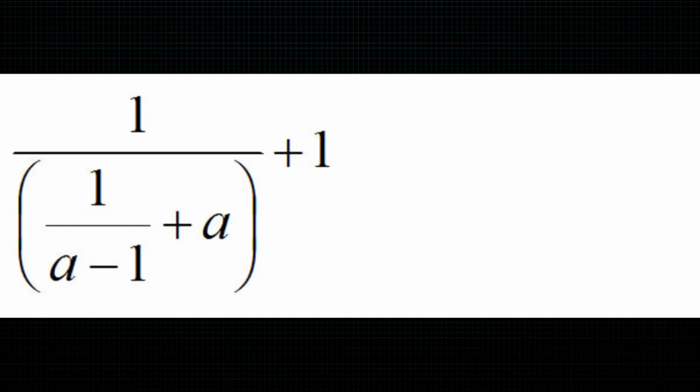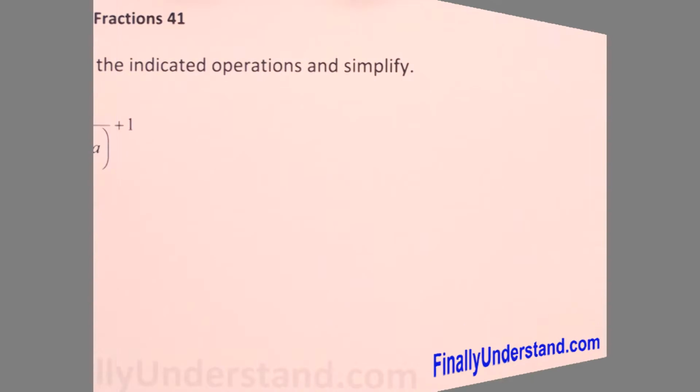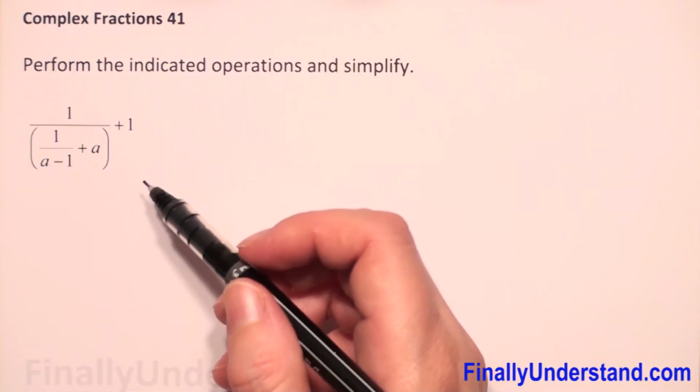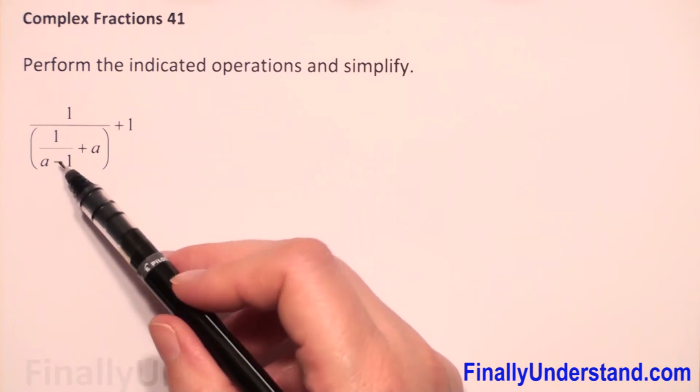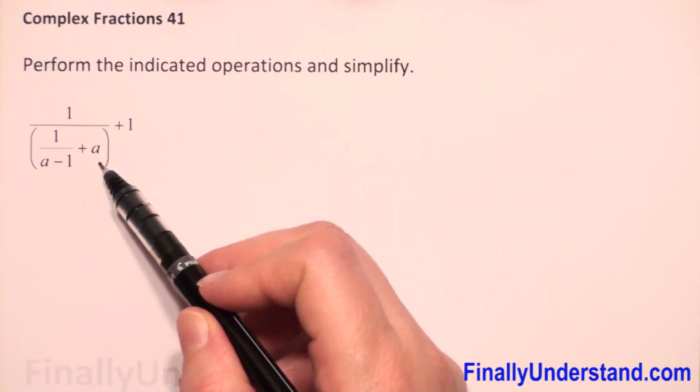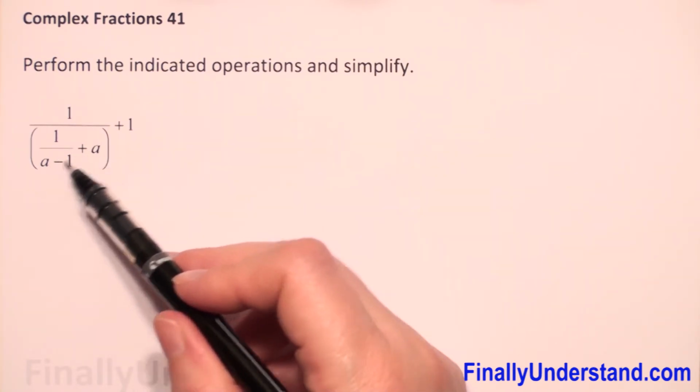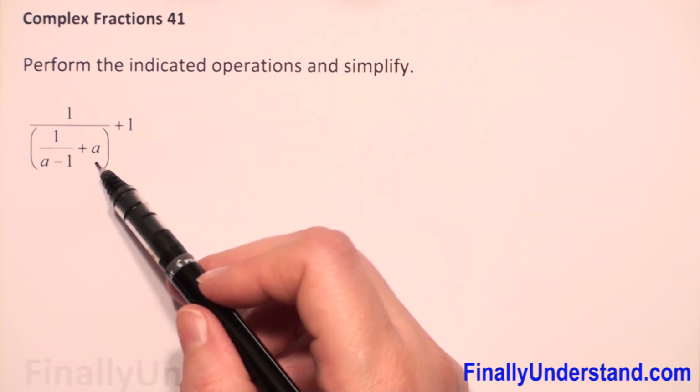We have a complex fraction. First, we always have to go to the parentheses, and we have to do our operation, which we can do in parentheses. We have a fraction and a variable. So to add these two expressions, we need to have the same denominator.